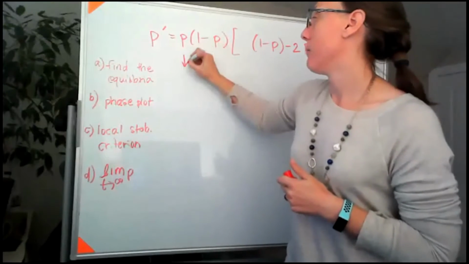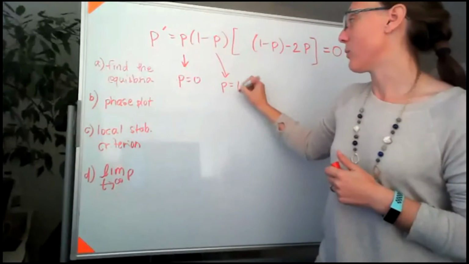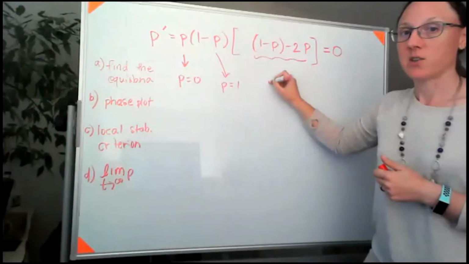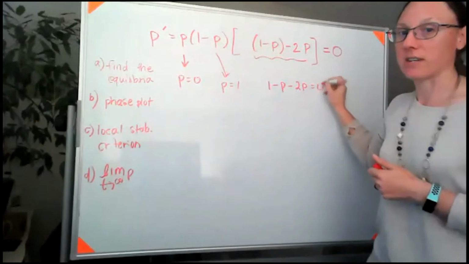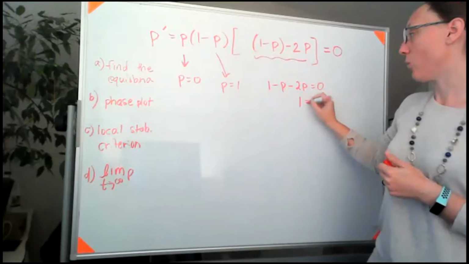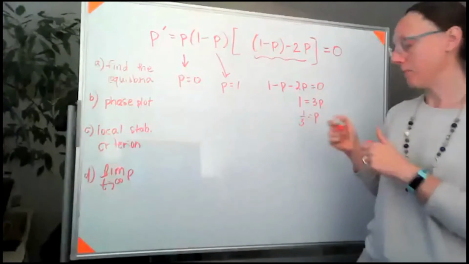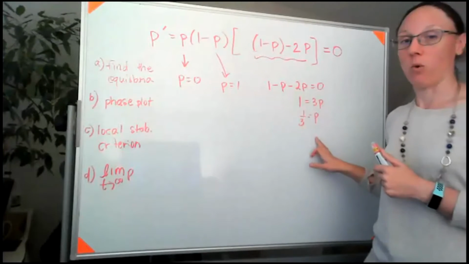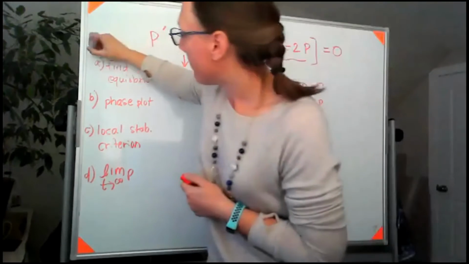So I know that I'd have P is equal to 0, P is equal to 1, or this whole thing is equal to 0. So 1 minus P minus 2P is equal to 0. Looks like that's a minus 3P, so 1 is equal to 3P, P is equal to 1/3. So my 3 equilibria here are at 0, 1, and 1/3. Those are my equilibria. Check.